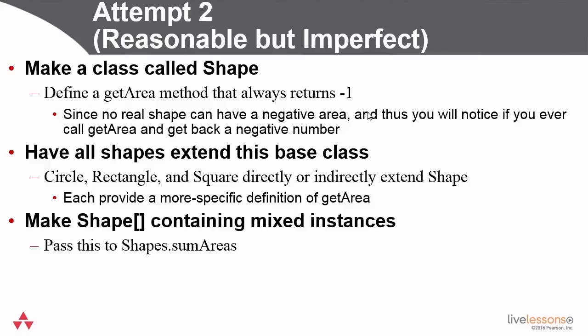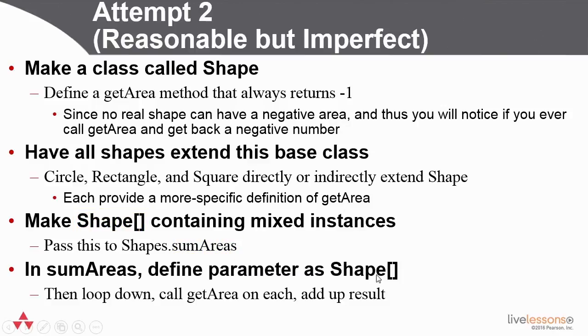Then we'll define our array not to be of type object, but of type shape. We'll pass it to the static method as we did before. We'll have the static method declare the incoming array as shape array. And now it'll be safe to loop down that array and call getArea on each element, because Java knows ahead of time that all shapes have a getArea.